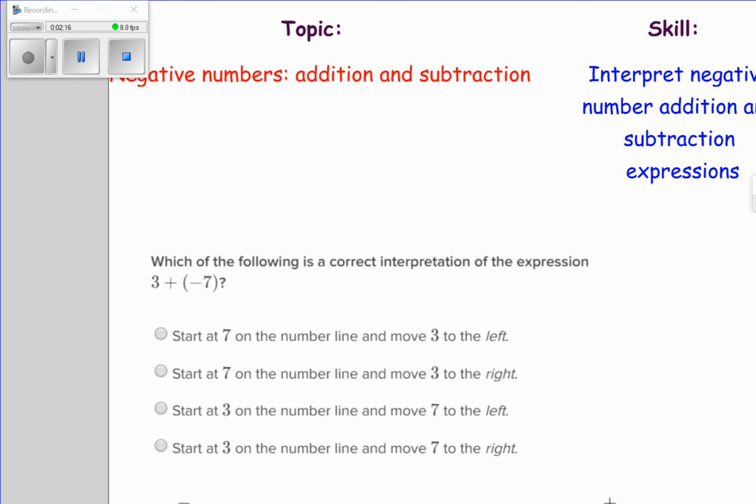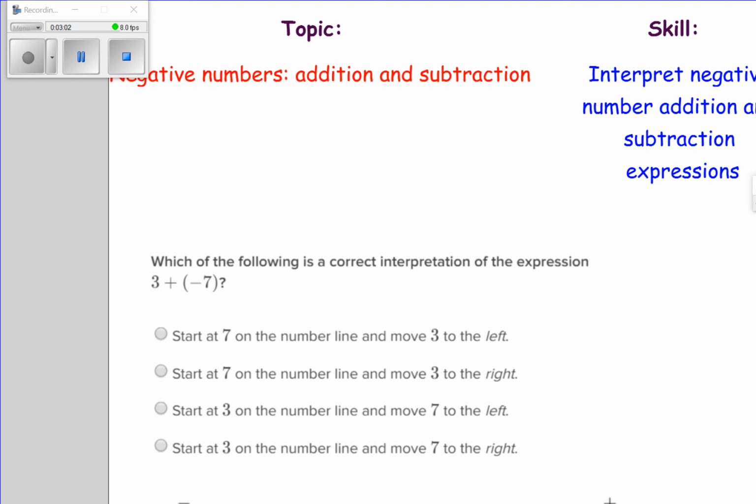Which of the following is a correct interpretation of the expression 3 plus -7? I'm actually going to number up to, let's say, 7. So 1, 2, 3, 4, 5, 6, 7 here. And down here is -1, -2, -3, -4, -5, -6, -7. I like to put the numbers in, and then I'm going to put my negatives. Sorry for my handwriting, folks.